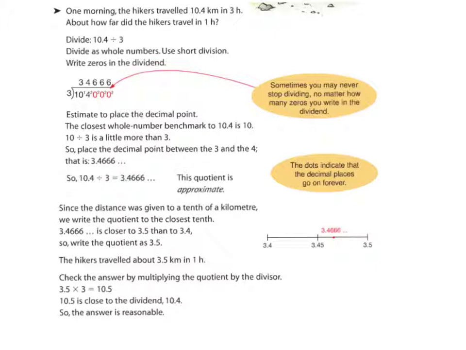And here they're using a strategy called short division, and I'll have to talk to you a little bit about what that involves. So one morning, the hikers are traveling 10.4 kilometers in 3 hours. How far did the hikers travel in 1 hour? So we're taking 10.4 and dividing it into 3 equal groups so we can see how long it would be in 1 hour.